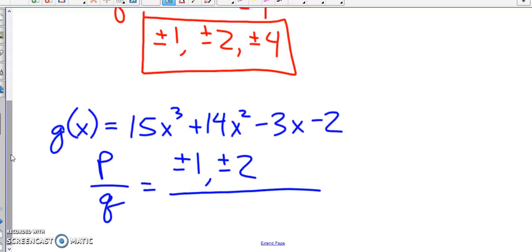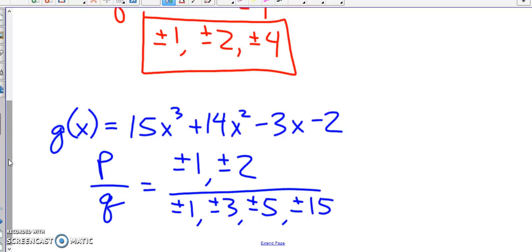So what about Q? All right, that's one of them. I like to go in order from smallest to biggest. So yeah, you'd have plus or minus 1, because 1 goes into 15. You'd have 3, 5, and 15. 7 does not go into 15.